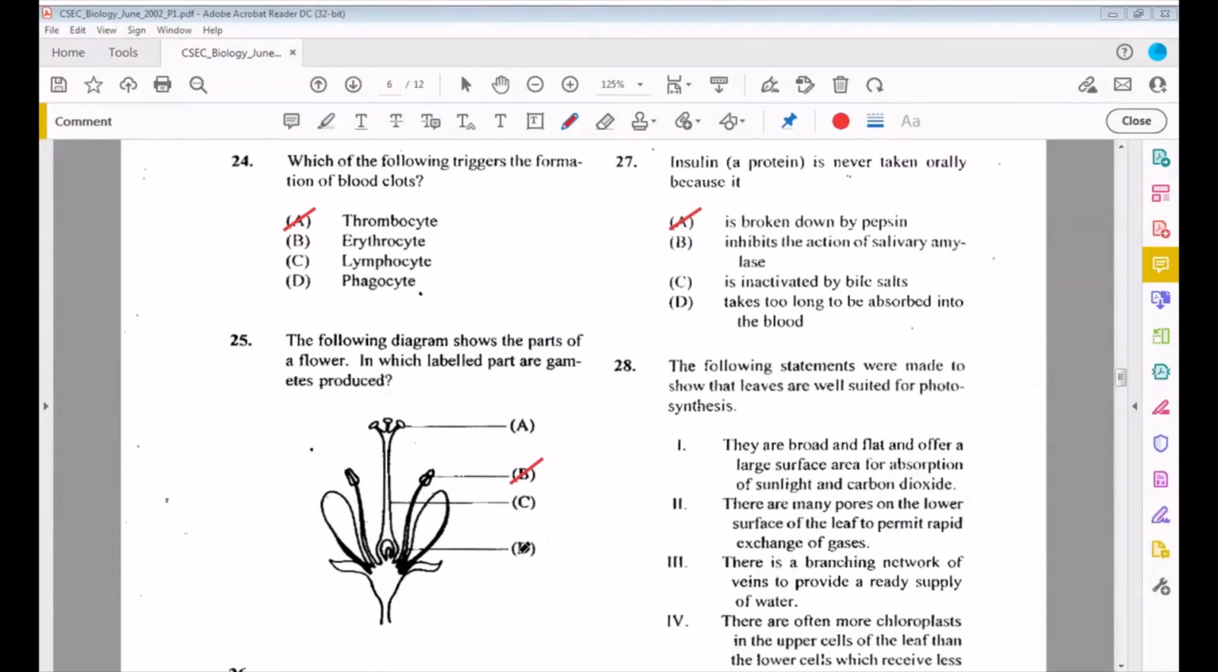27. Insulin, which is a protein, is never taken orally because it A, is broken down by pepsin. We know proteins undergo digestion in the stomach by the enzyme pepsin, and we also have that very acidic environment. So even if we weren't sure, by the method of elimination we could figure out that the others didn't really make sense, and the answer would be A. And just by that hint they gave you, a protein. Pepsin breaks down proteins.